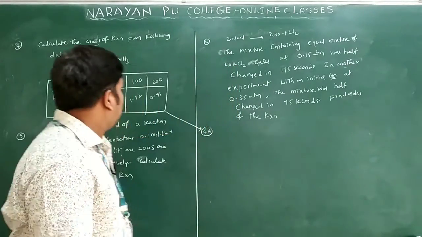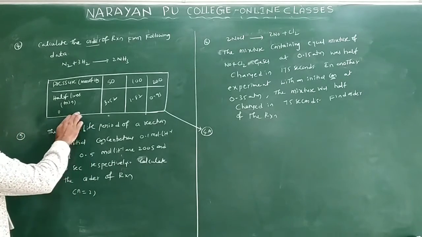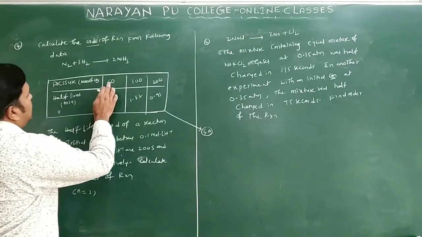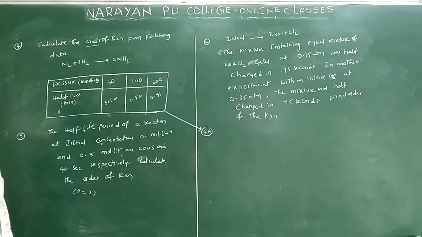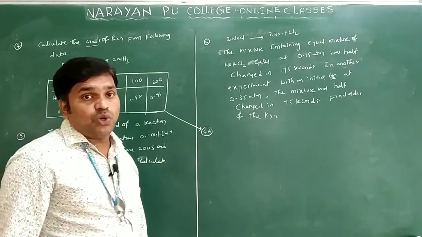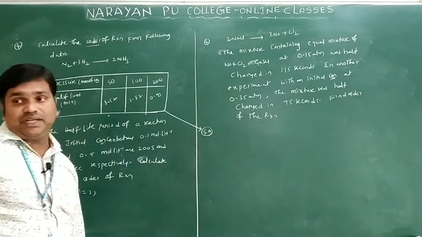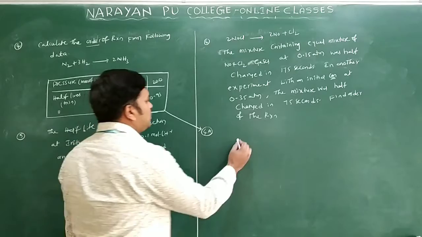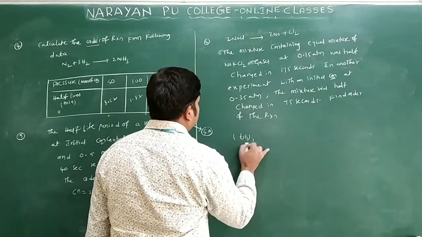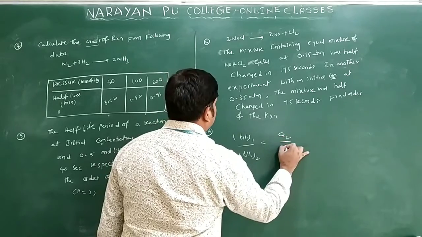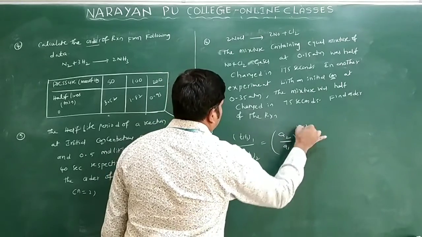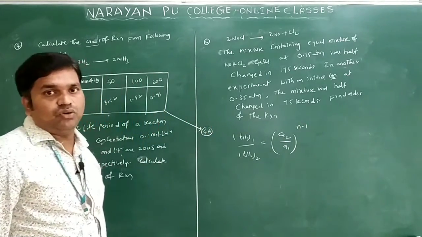Clear? So, the given information here is the half life T of is given: 50 mm of Hg, 100 mm of Hg, 200 mm of Hg. The time is given 3.5, 1.8, 0.93. So from this what you can find out? You can find out the order of the reaction. You know this one, what is the formula? This is T of 1 by T of 2 is equal to, you know, A2 by A1 whole power n minus 1.